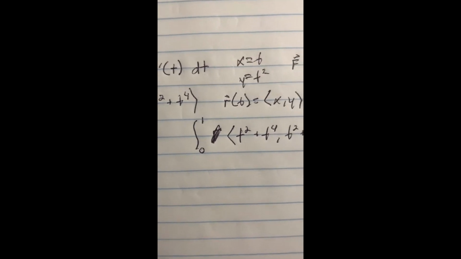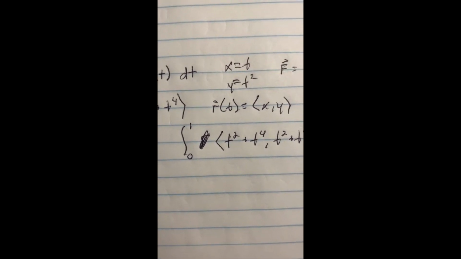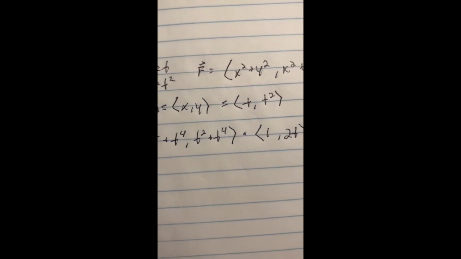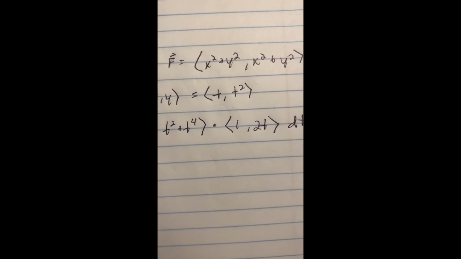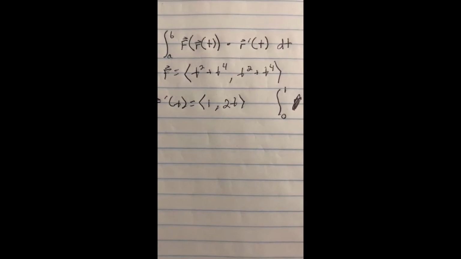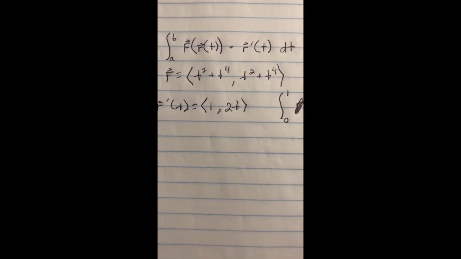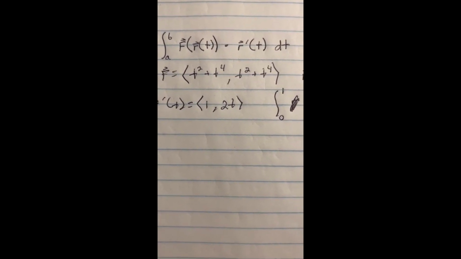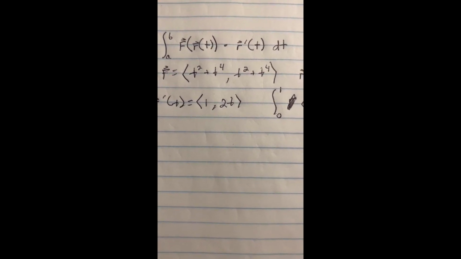So since we've already established that x is equal to t and y is equal to t squared, and we know that f is equal to x squared plus y squared, comma x squared plus y squared, we can substitute those values for t in, and we get f is equal to t squared plus t to the 4th, comma t squared plus t to the 4th.